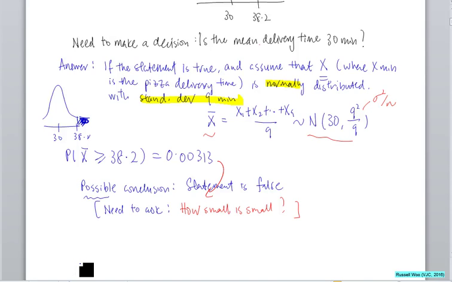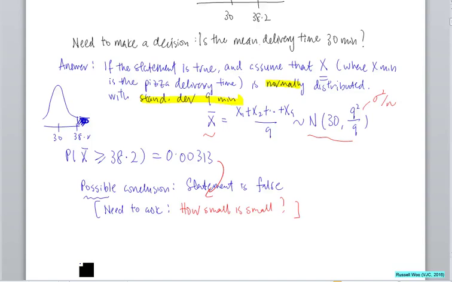Just now we said, oh, okay. How small is small? Correct? We test, we got 38.2. Then the probability of getting as extreme as 38.2 is 0.00313. How small is small? Okay, I tell you first. This rule, you have to decide. In real life, you got to decide on your own. That means how small is small that you are prepared to accept?